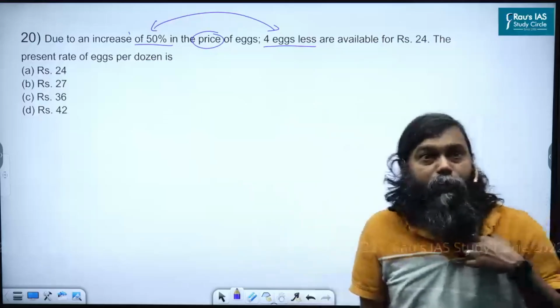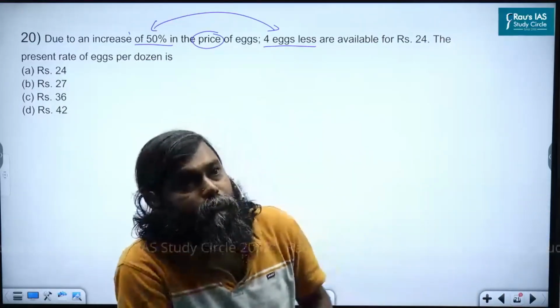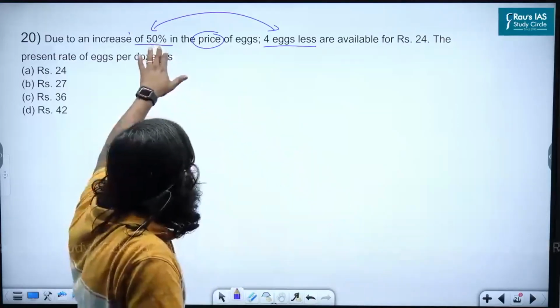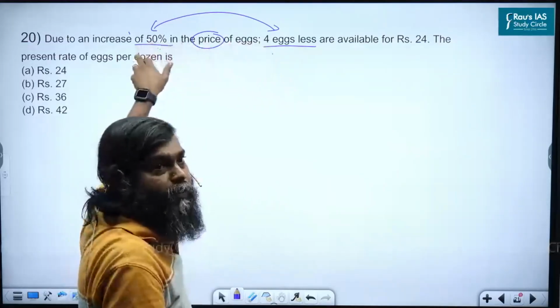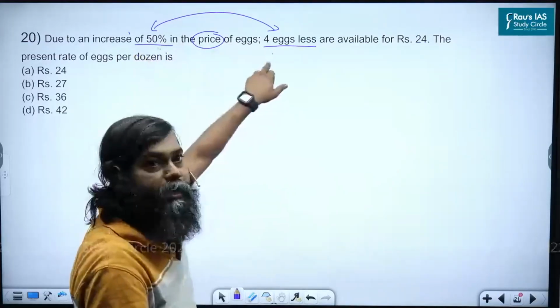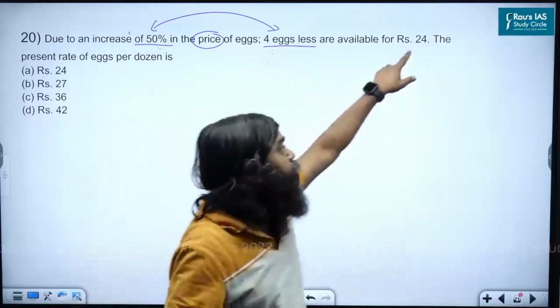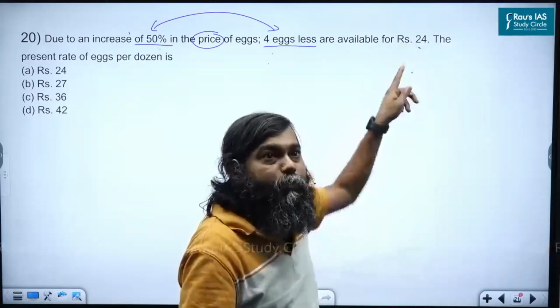Tell me, how do you interpret? 50% of my money is worth purchasing 4 eggs. 100% of my money will be worth purchasing how many eggs? 8 eggs. Now, how much money is in your hand? 24. Out of 24 rupees, 8 eggs. Per egg, 3 rupees.